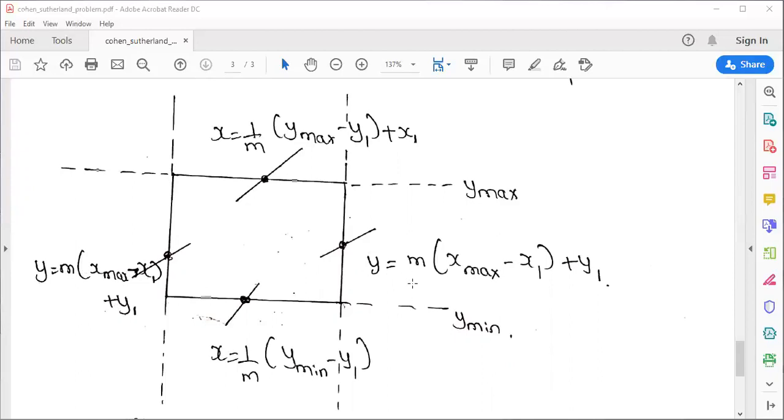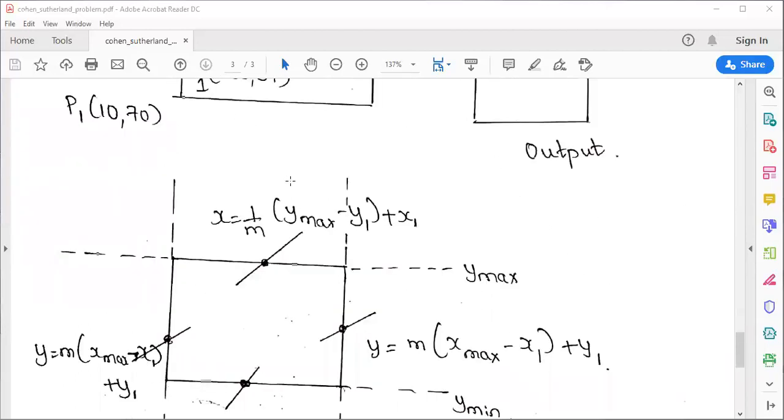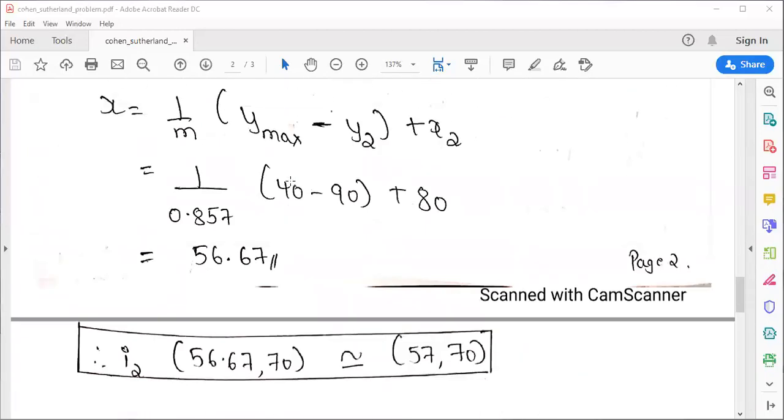Here at the right hand side, you will take y is equal to m into x max minus x1 plus y1, right? When you are taking the intersection point which is below the clipping window, your y value will be y min. When you are taking the intersection point which is above the clipping window, your y value will be equal to y max. So this is how you have to solve the problem on Cohen-Sutherland line clipping algorithm, right?